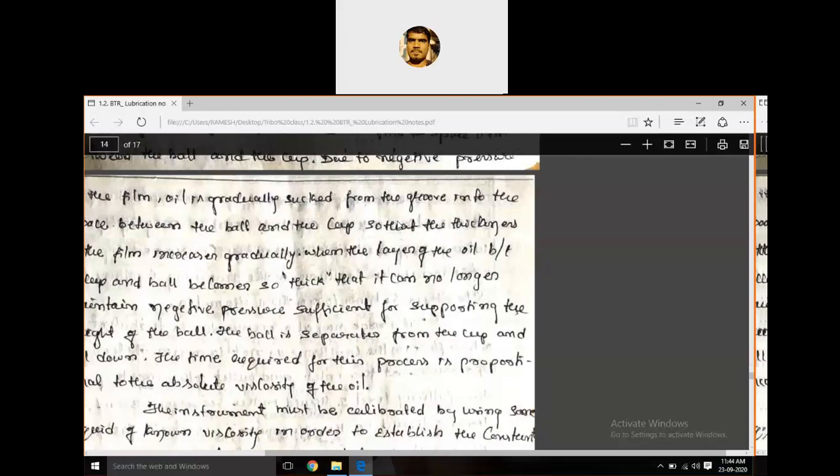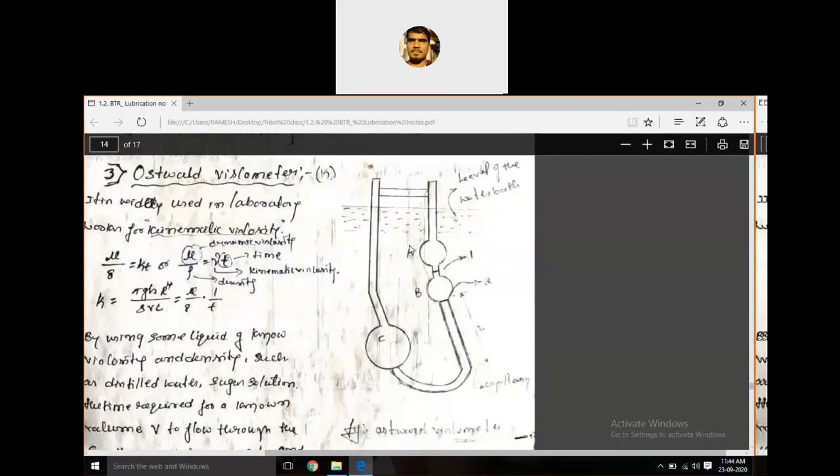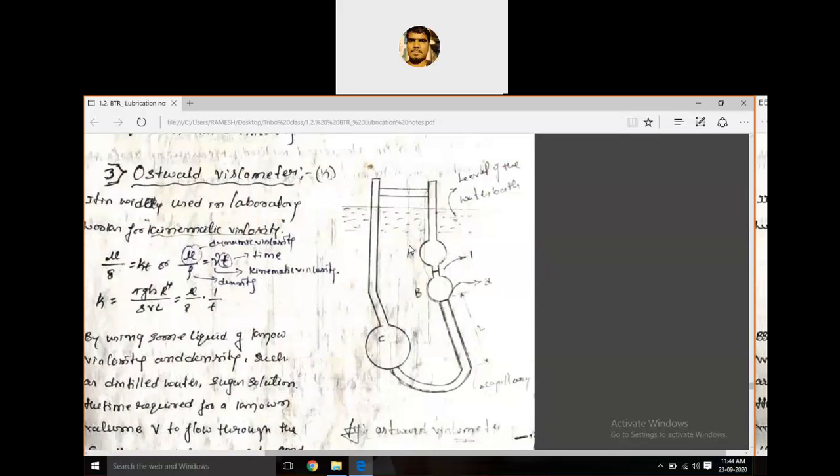So the next one is called the Ostwald viscometer. It is widely used in laboratory work. It is used for kinematic viscosity. It is not used for absolute viscosity. Kinematic viscosity, as you already know, is the absolute or dynamic viscosity divided by density.